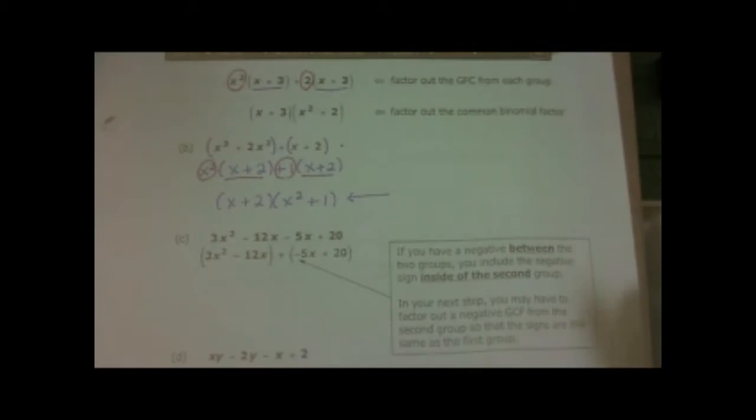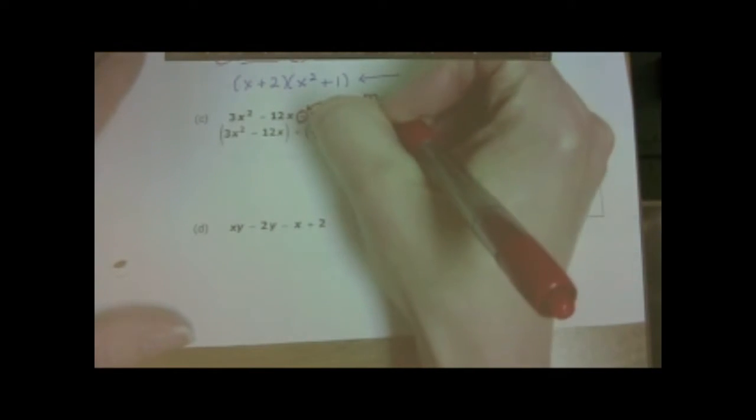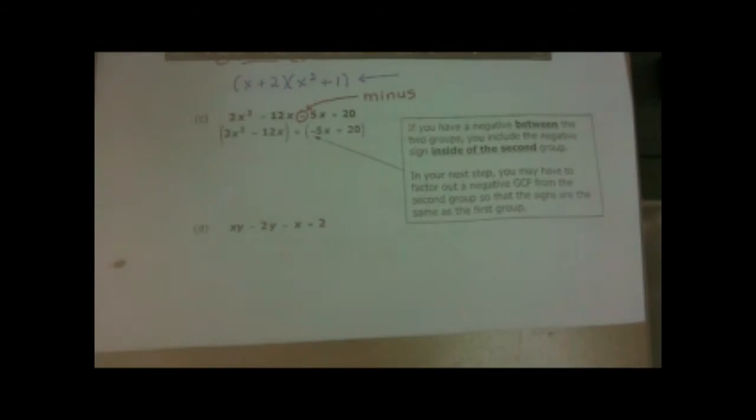Now, the next example has a minus in it. And so we have to do something a little bit different to accommodate that situation. And the key is it has a minus here. It doesn't matter anywhere else, but if it's in the middle, we have to do something special. And that is, we can't leave it between the 2 groups. We have to have a plus there.